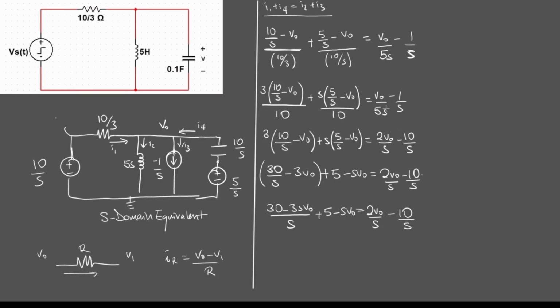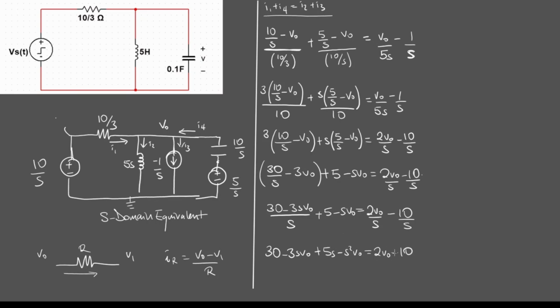We would have actually done 10s here. Okay, but we cleared with 10 from here. And now we're seeing s is common below. We're going to multiply everything through by s. Alright, so that's 30 minus 3s V naught plus 5s minus s squared V naught. Okay, it's going to equal 2 V naught minus 10.